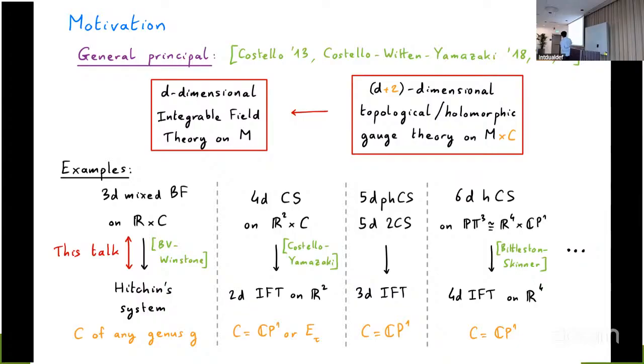What I'm going to do is go one dimension down and focus on the simpler setting of what's called 3D mixed BF theory, which is living on R cross the Riemann surface. And the reason I do that is because it's somehow very rich because it's related to the Hitchin system, which can be defined on an arbitrary Riemann surface. And so in particular, I'll show you that you can really connect these two theories for an arbitrary Riemann surface, as opposed to these high-dimensional cases, which for the moment are only understood in lower genus, 0 and 1.